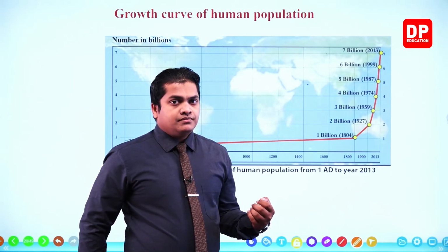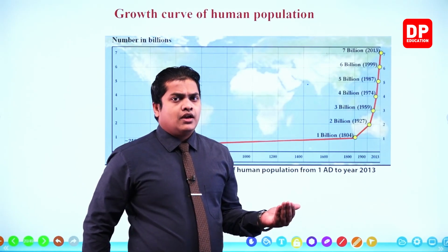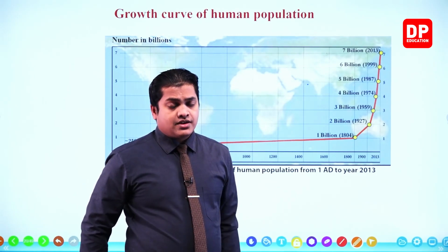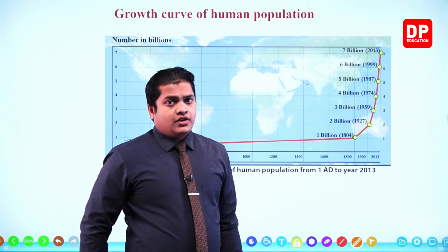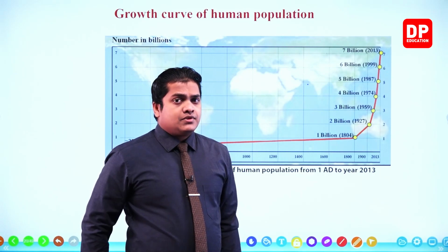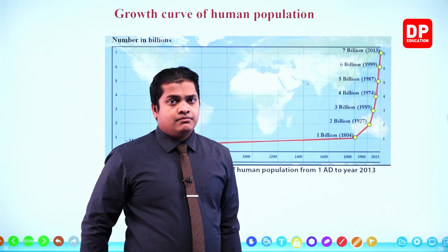Then, my dear children, in the near future, the human population will reach the third or the decelerating phase, right? So the high growth rate of the human population mainly can be observed because of decreasing deaths and increase in births.